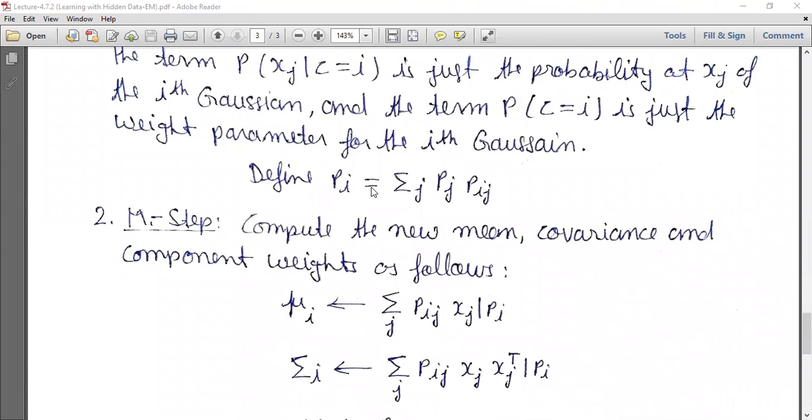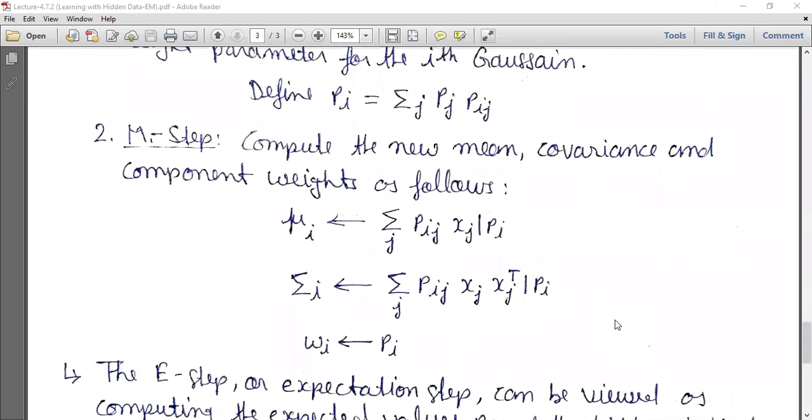So define pi = summation over j of pij. M step: compute the new mean, covariance, and component weight as follows: mu i = summation over j of pij xj divided by pi, and omega i = pi.